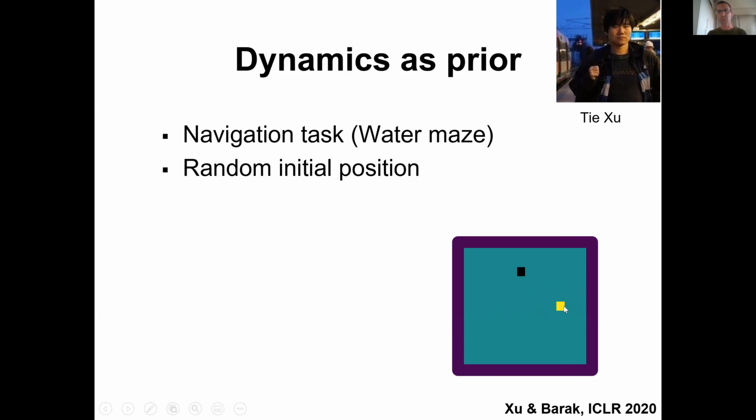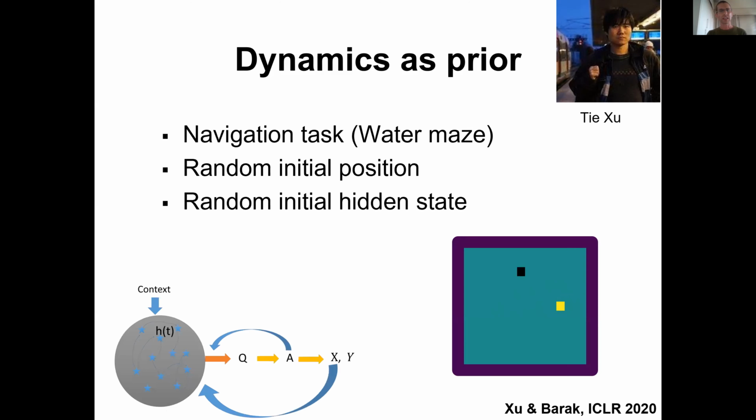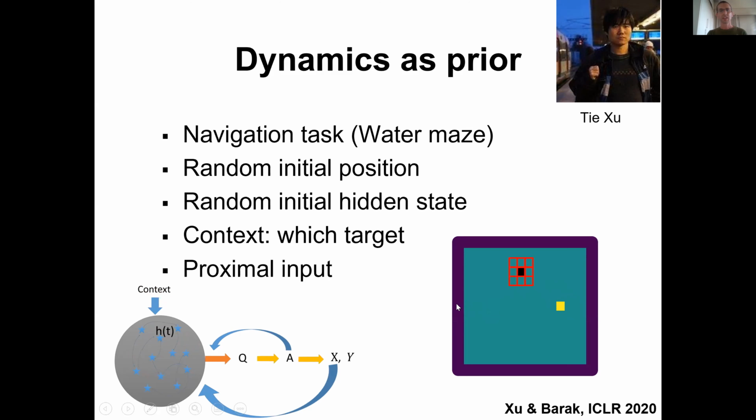The agent starts in some random initial position, and it is controlled by a recurrent network that is initialized in a random hidden state. And there's a context which tells the agent which of two different targets are active in the current trial. The agent only receives proximal input, so you can think of it as somatosensory, as if you're in the dark. And then it has to move about and locate the target. And obviously it has to bump into the walls to know where it is.